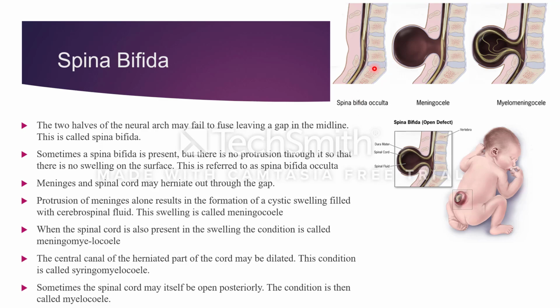So this is named as spina bifida occulta. Sometimes the meninges and the spinal cord herniate out through the gap. If only the meninges are coming out, see here, the yellow colored nerves are not coming out, only the meninges, this is named as meningocele. It will form a cystic swelling which is filled with the cerebrospinal fluid. So this is the CSF which is filled in this swelling.